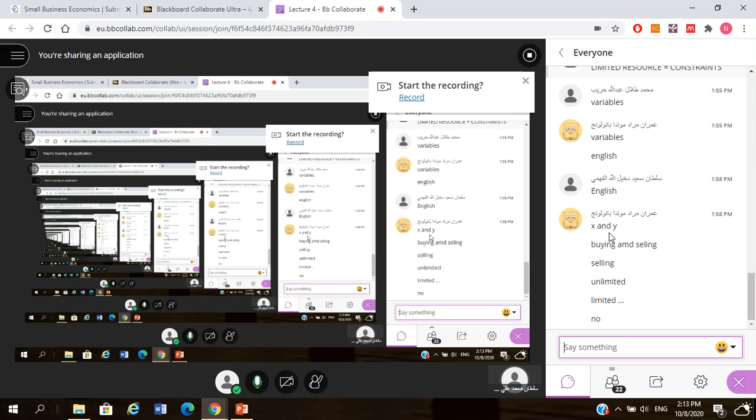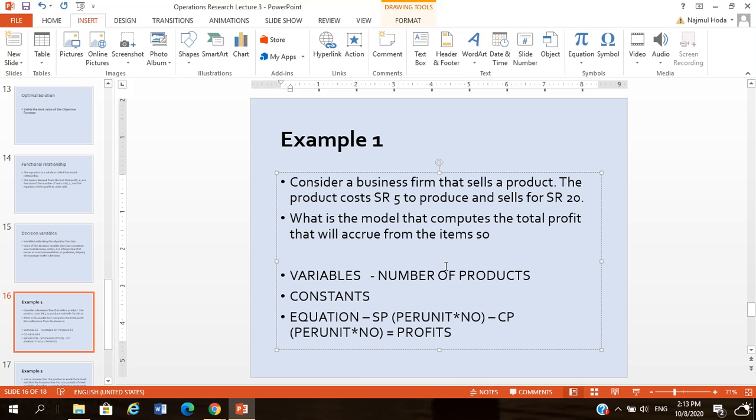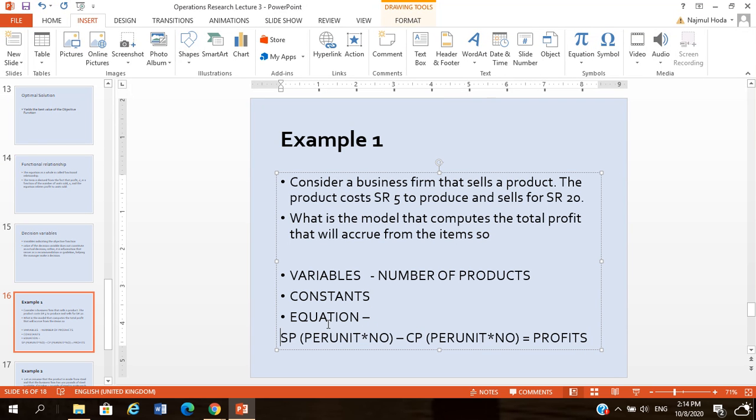All the students, do you understand that in this problem the variable is the number of products, the constants are the selling price and the cost price, but there is no constraint, there is no limit on how many we can produce. So, the model is simple. We will write: selling price minus cost price is equal to profits, and we make the selling price by multiplying the constant by the variable, and we will get the profits. So, this is the first.